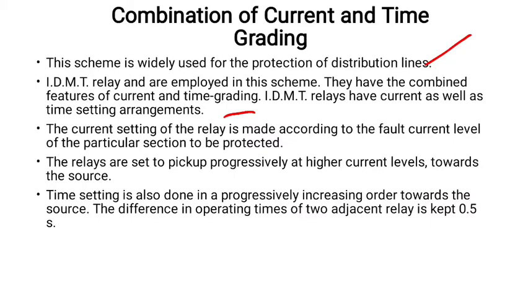So the current setting of the relay is made according to the fault current level of the particular section to be protected. So the relays are set to have some pickup value progressively at higher current level towards the source. Time setting is also done in progressively increasing order towards the source. So the difference in operating time of the two adjacent relays is 0.5 second.